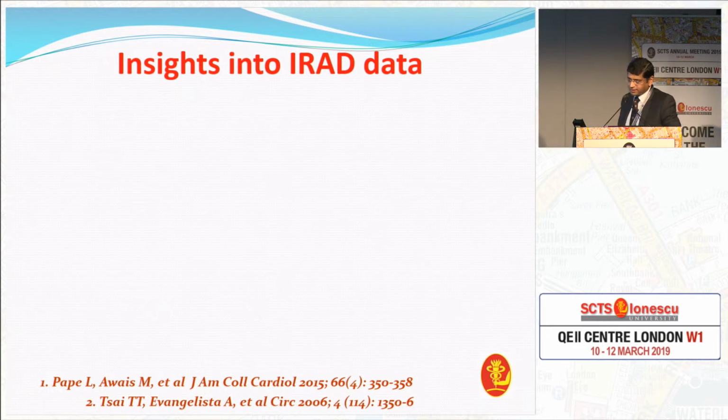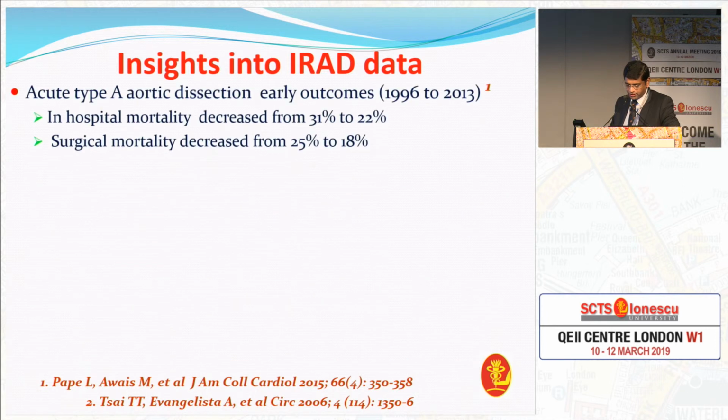So what are the insights into the IRAD data? For most people who know about it, it's quite obvious. For the rest, I'd say that it's the International Registry of Aortic Dissection. It's held in Michigan, and it's a voluntary registry. And at the moment, we've got about 30 centers that put data into it from about 11 countries. And there are some interesting points to glean from it.